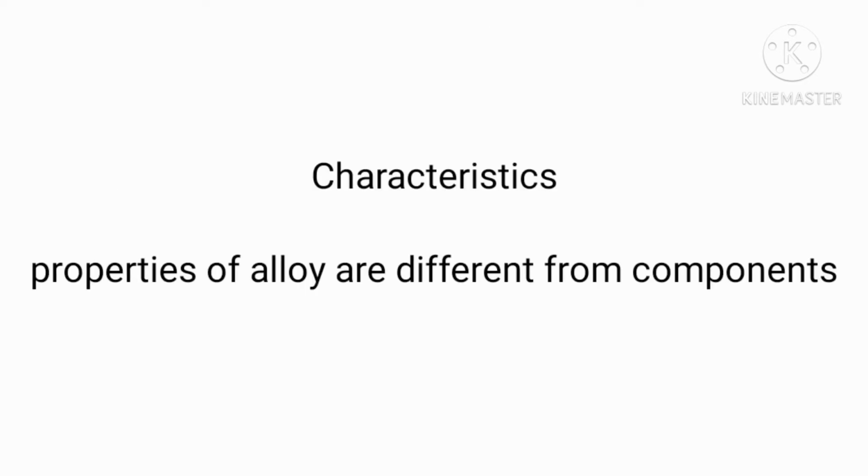The main characteristic of alloys is that their properties are different from the components from which they are made. For example, we know that gold is a very soft metal used for making jewelry. But if we add some quantity of copper to it, its softness turns into hardness, so that the jewelry becomes more useful and does not crack easily. So alloys are more useful than the original metals.